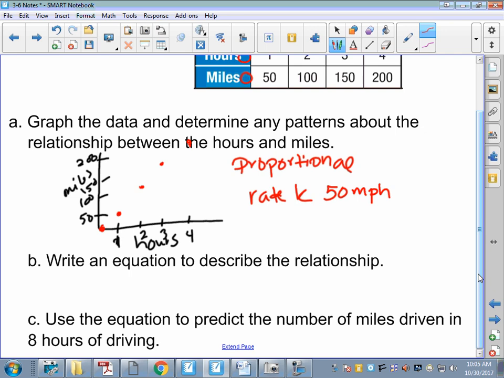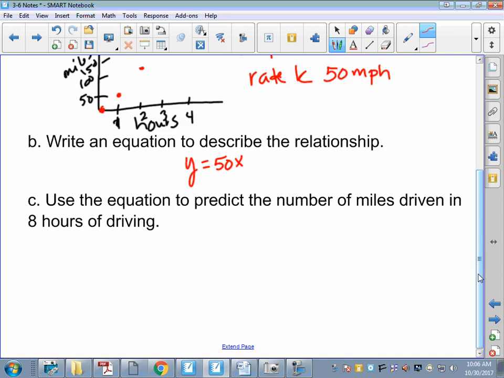To write an equation, I know I got my k value. y is equal to 50x. I don't have to worry about adding or subtracting anything because it goes through the origin, so the proportionals are a little bit easier. Use the equation to predict the number of miles driven in 8 hours of driving. I'm going to replace my x value with 8. 8 times 50 is 400 miles.